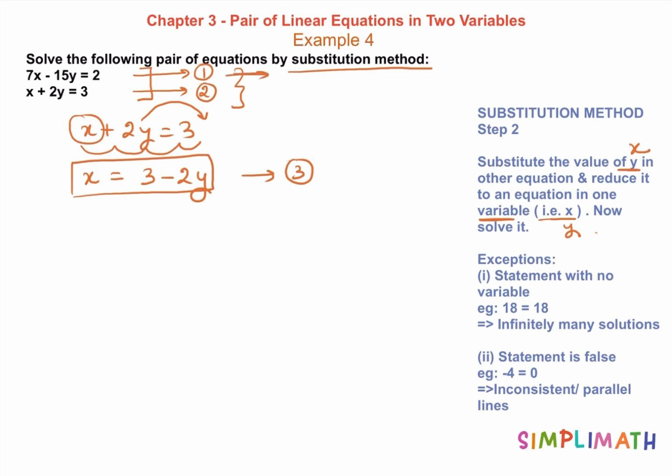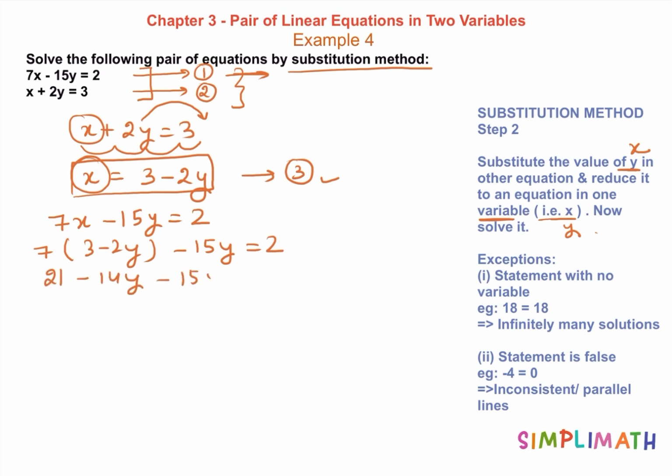So equation number 1 is 7x minus 15y equals to 2. Now if we substitute the value of x from equation 3, we can say 7 into (3 minus 2y) minus 15y equals to 2, right? So this can be written as 21 minus 14y minus 15y equals to 2. So this comes out to be 21 minus 29y equals to 2. So 29y equals to 19. Therefore, y equals to 19 by 29.